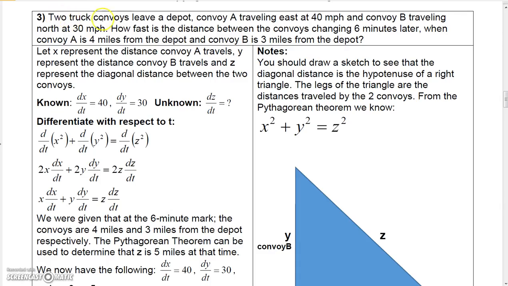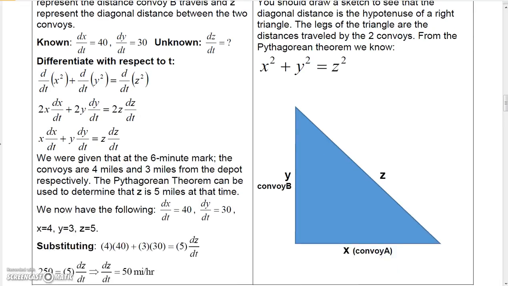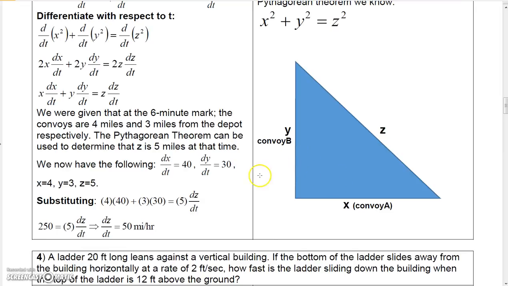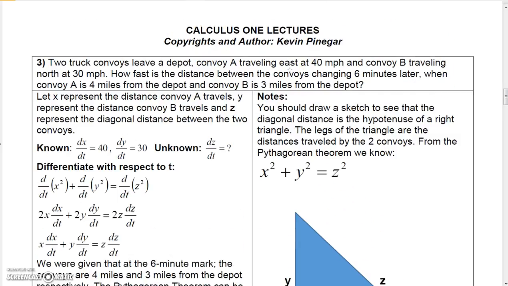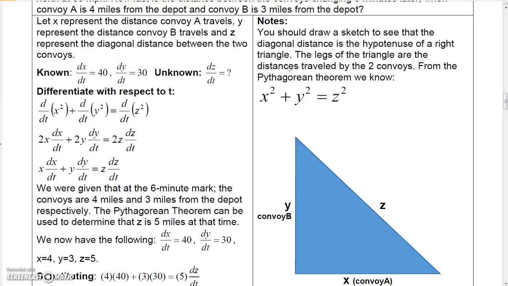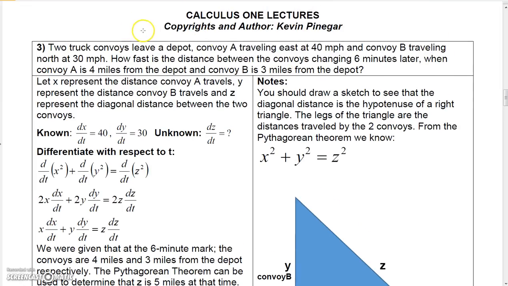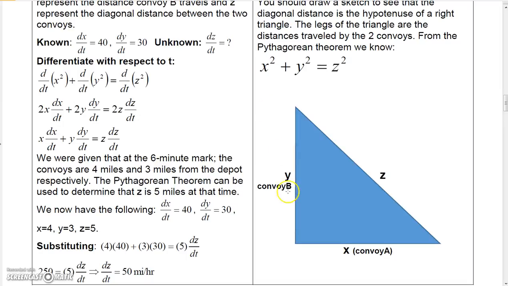Okay, so on this problem, 2 truck convoys leave a depot. Convoy A is traveling east at 40 miles per hour. So here goes convoy A down here, traveling east at 40 miles per hour. Convoy B is traveling north at 30 miles per hour. Okay, now what you need to make sure you understand is that as one convoy travels north and one travels east, the relationship between them is x squared plus y squared equals z squared, because of the Pythagorean theorem.